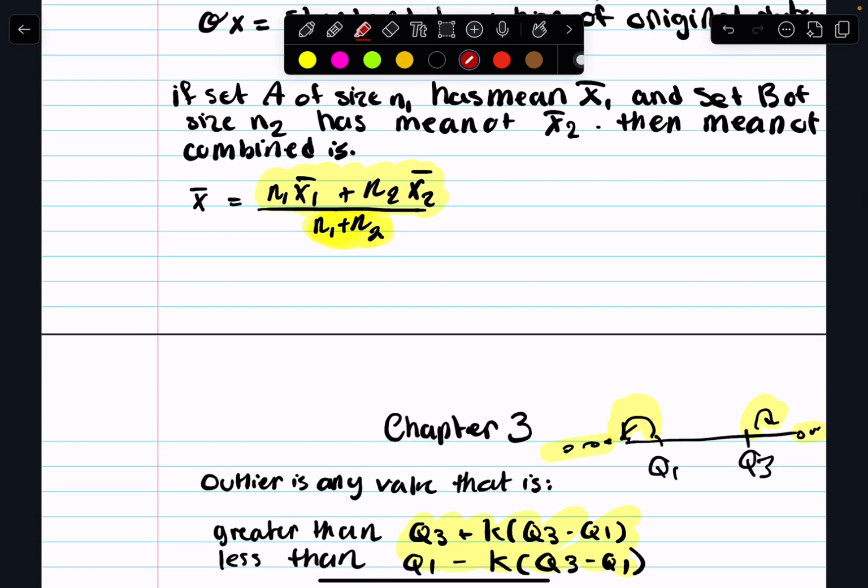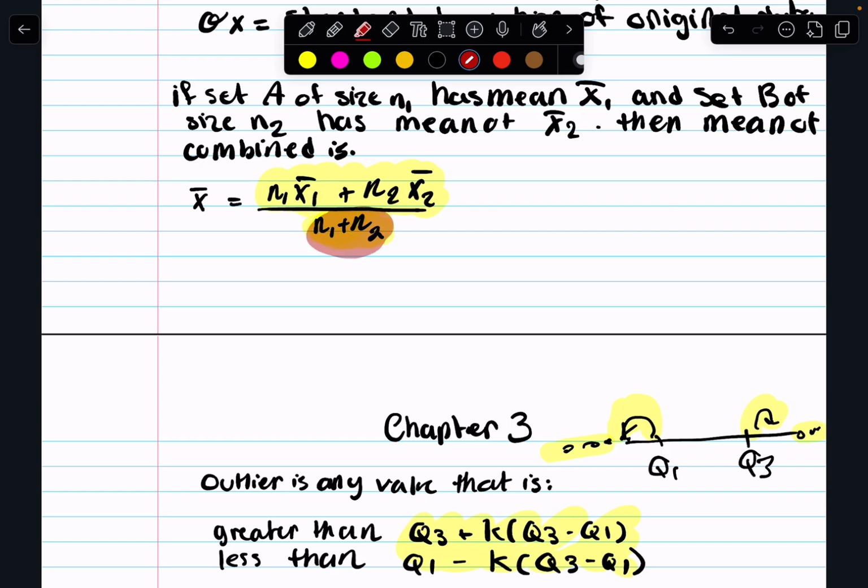So now let's go with an example. If set A has a size of n1 and mean of x1, and set B has size of n2 and mean of x2, then the mean of them combined is going to be (n1x1 plus n2x2) over (n1 plus n2). Why is that?